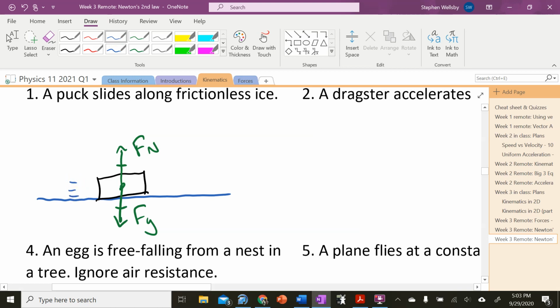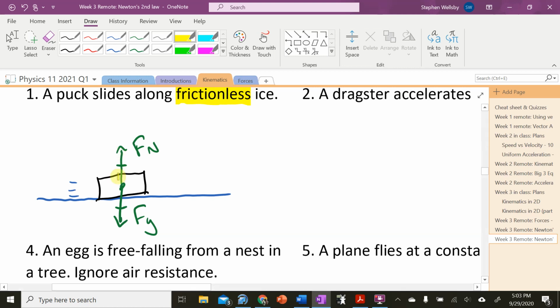One common misconception is that there must be some sort of force for an object to continue moving. But in this case here, because the ice is frictionless, we know that there is no friction or no force pushing this puck to the left. And so if it's not accelerating, which we can assume here it's not, it just says it's sliding along, it doesn't say it's slowing down or speeding up. So that must mean that there's no net force in the x direction either.